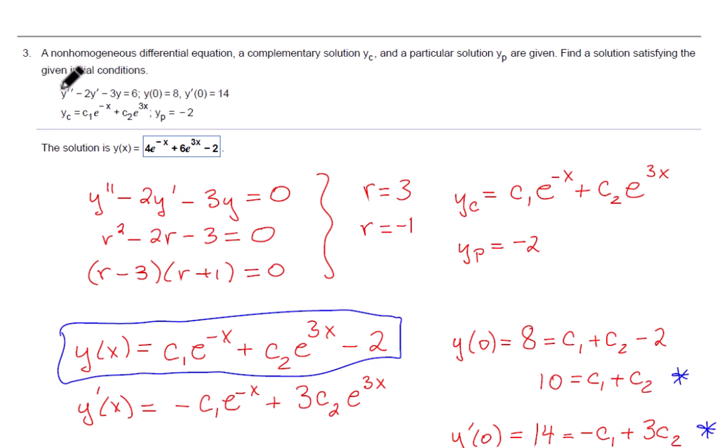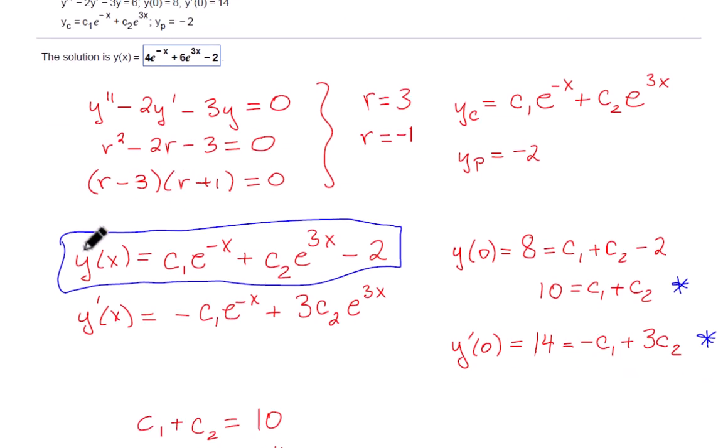And you can see that it does work because you've got minus 3 times the y would give you the 6 on the right. So I'm looking at forming my general solution as a combination of those two. So I find y prime. I'm given y at 0 is 8. Okay, so that would be c1 plus c2 minus 2. Move the minus 2, and I get this first equation.